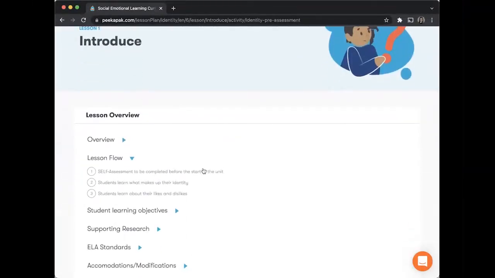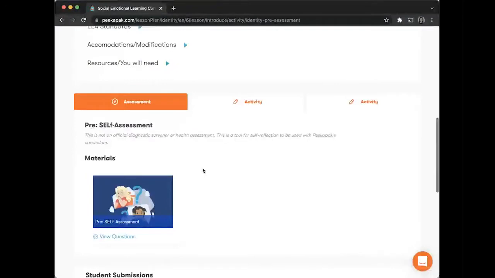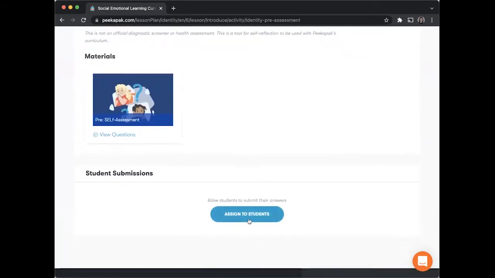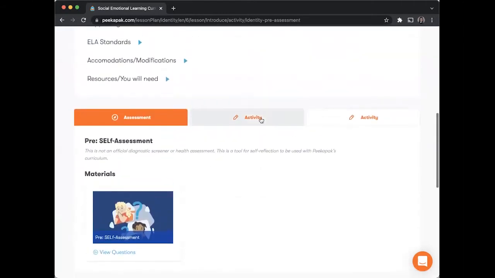You see here we have a lesson overview, and then that first task is that pre-self-assessment. If we wanted to, we can click on the questions and you can get a preview of what the questions look like, and then to assign to students so that all the students are sent that pre-self-assessment, you would click this button right here. Then we have our 2 activities, and these activities are always going to just set the stage for the unit. It's before we get to lesson 2, which is learn.